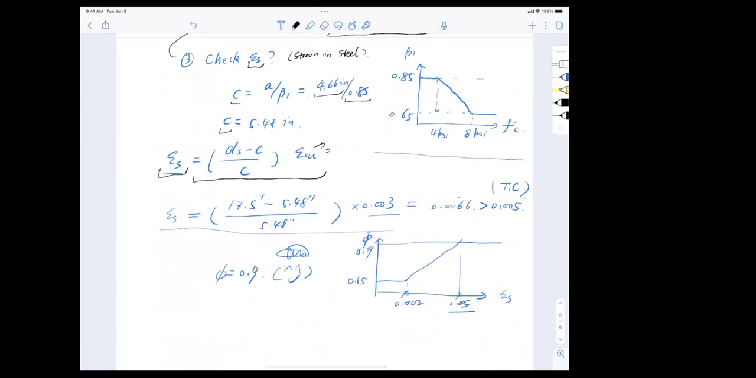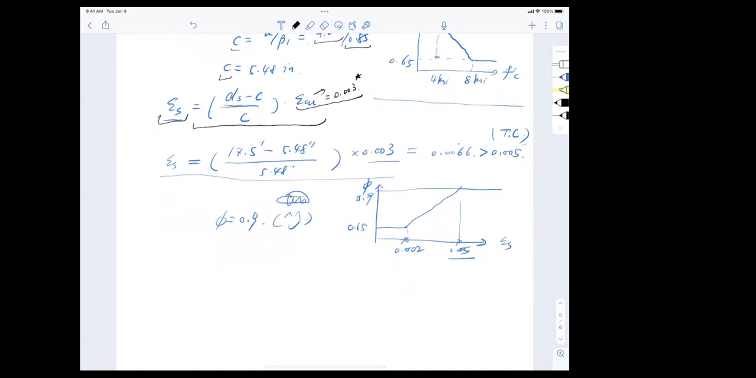And you know that value, right? If you haven't remembered it, you should now. This is 0.003, okay? Remember it. I am not going to supply that in the exam, okay? And then depth 17.5, c you got it, 5.48, I calculate, and you get the strain in the steel, epsilon s, and I'm going to tell you the difference later, is 0.0066, which is greater than the 0.005, and I call it the tension control limit.